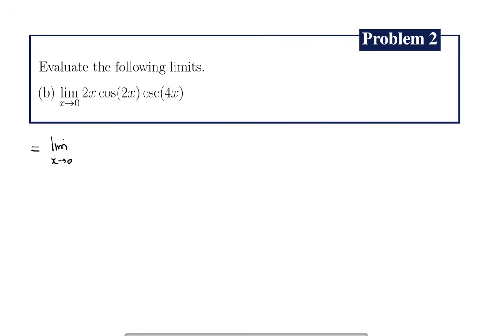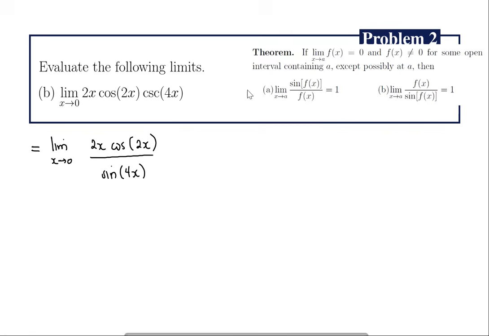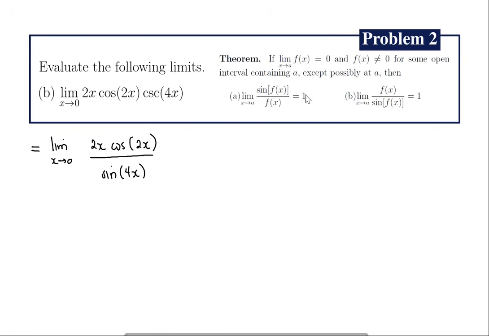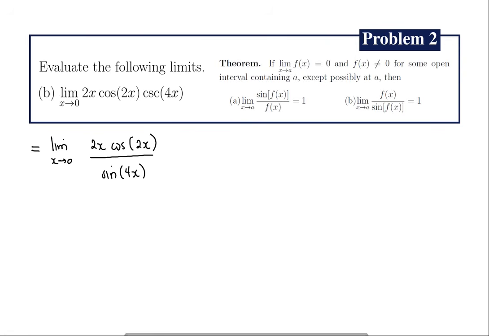So, we will get limit of 2x times cosine of 2x, and then cosecant is just 1 over sine, so we get sine of 4x down here. Okay? So, meron tayong sine of 4x sa denominator, so this tells us that we can use this theorem again, pero the second version naman. So, the version where sine is in the denominator. Okay? So, what we can do is, ihiwalay na natin yung gusto nating quote-unquote i-complete. So, meron akong sine of 4x dito.